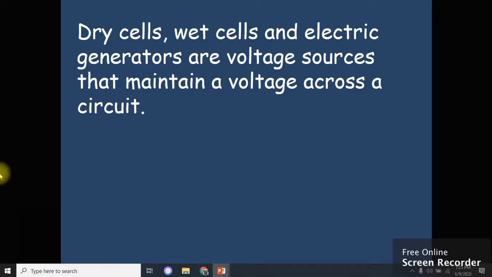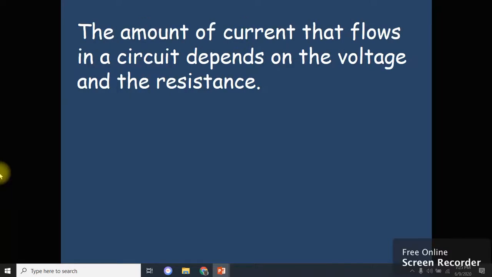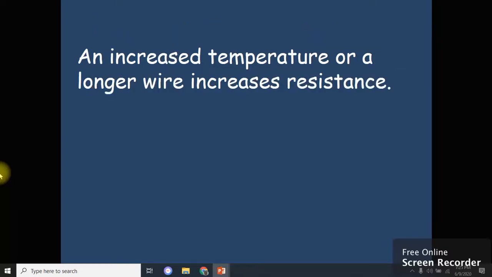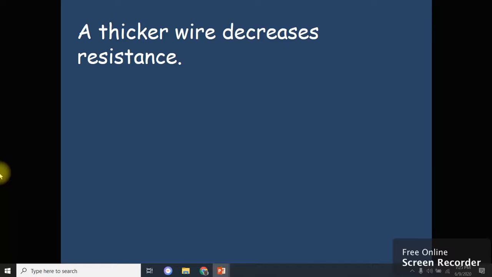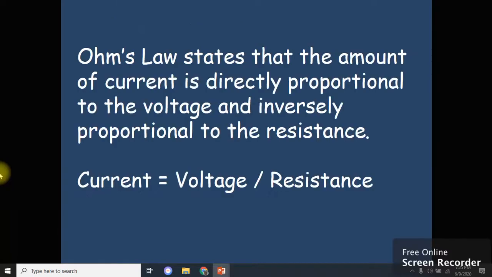So dry batteries, wet batteries, and electric generators are voltage sources that maintain a voltage across a circuit. The amount of current that flows in a circuit depends on the voltage and the resistance. An increased temperature or a longer wire increases resistance of that wire. A thicker wire decreases resistance.